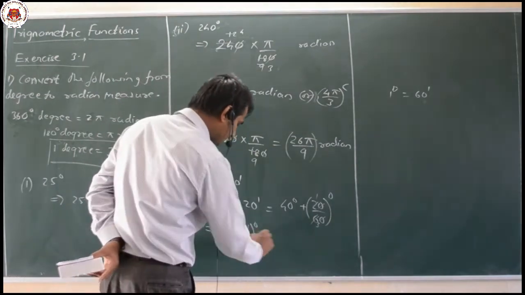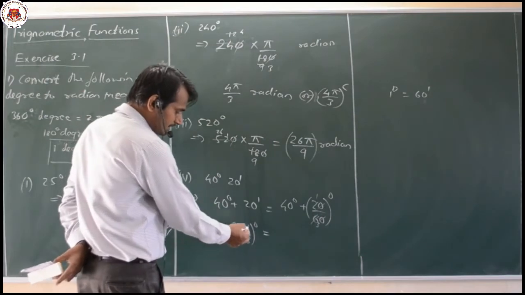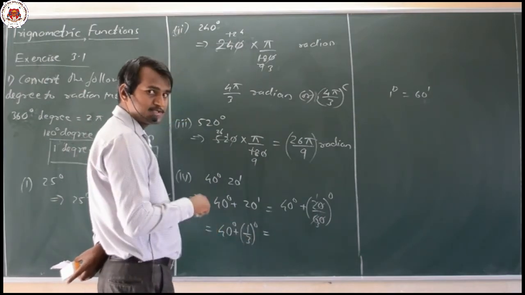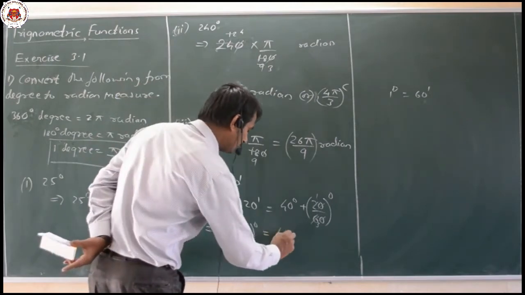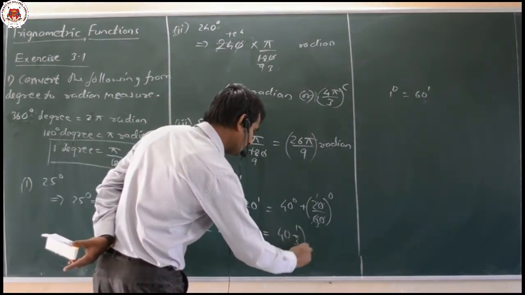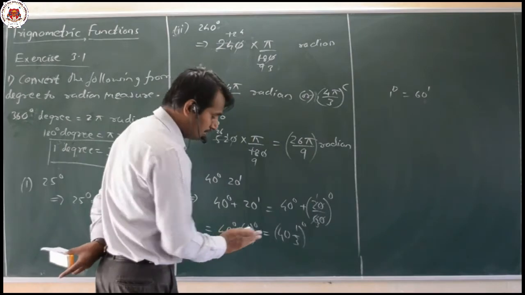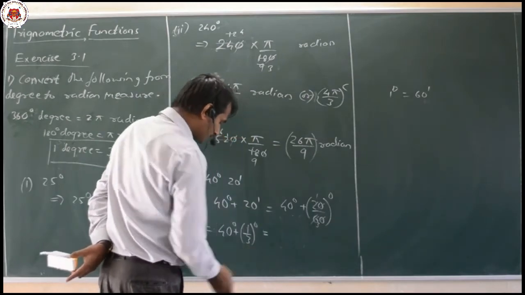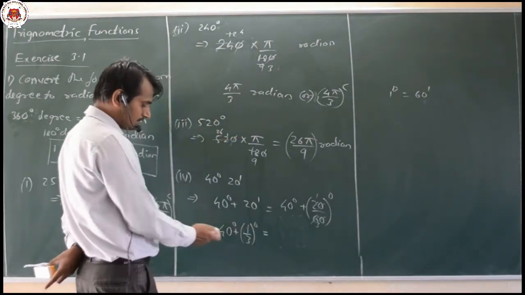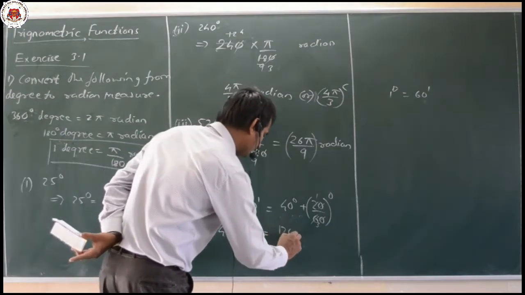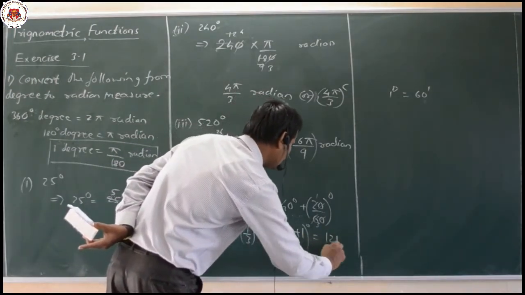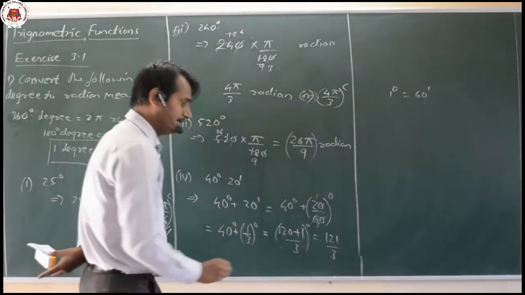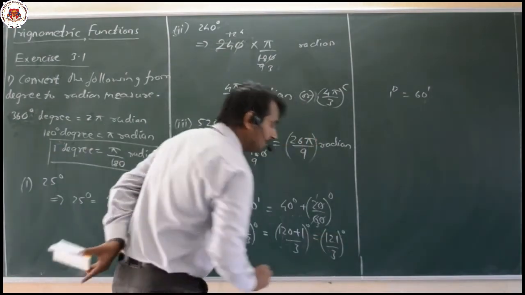Now you can take the LCM here. 40 degrees and 1 by 3 you can also write in terms of mixed fraction. Mixed fraction form you can write, there is nothing wrong. But here I will just multiply. So what we get, 4 threes are 12, that is 120 plus 1 divided by 3 degrees, which is equal to 121 by 3 degrees.